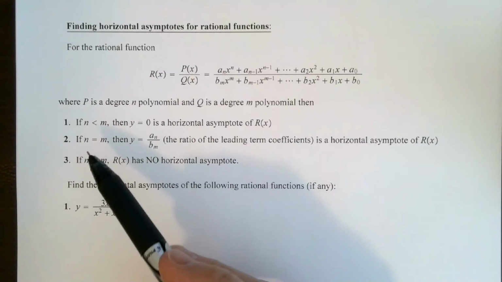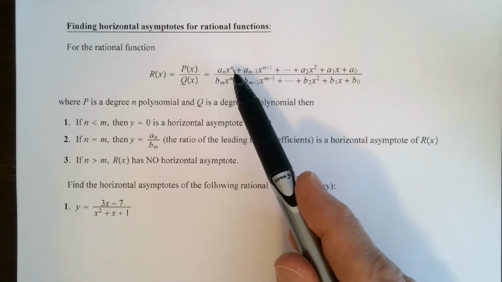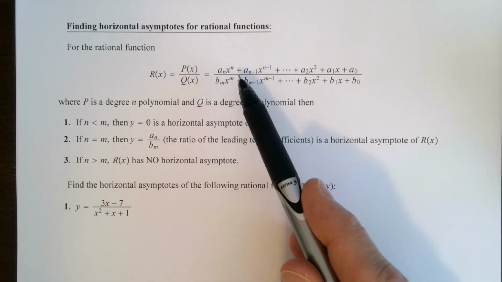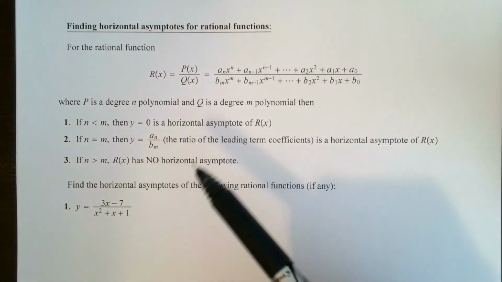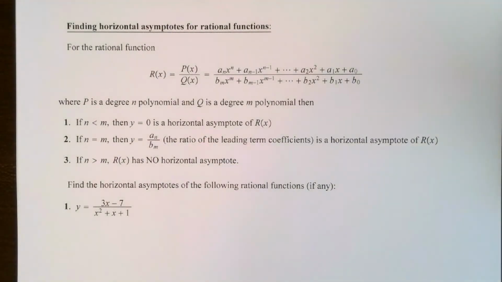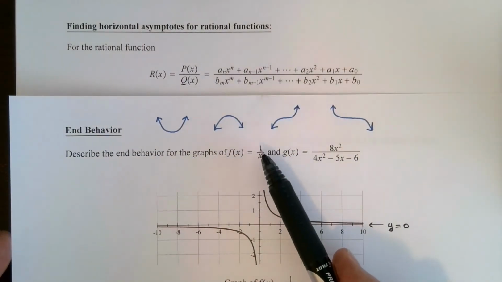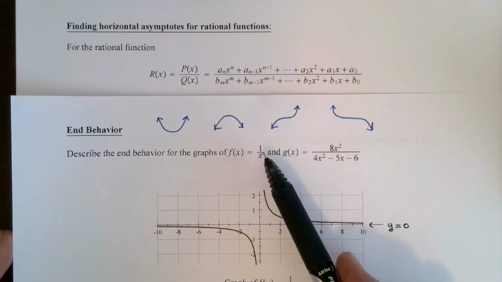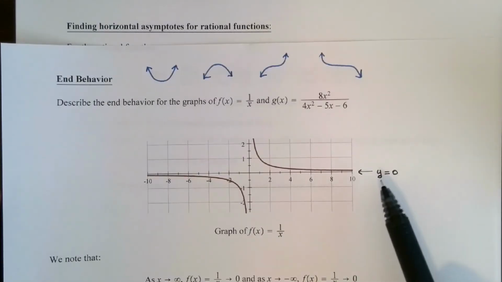Now, here's the way we can classify horizontal asymptotes. One of three possibilities. If n is less than m, what is n and what is m again? n is the degree of the numerator up top. m is the degree of the denominator down below. So if the degree of the top is less than the degree of the bottom, then y equals 0 is a horizontal asymptote. And that's exactly what happened, if you recall, with the example we saw with the function 1 over x. The degree of the top is 0, there's no x term at all. The degree of the bottom is 1, so the degree of the top is less than the bottom, and so that tells me that y equals 0 is a horizontal asymptote, as we said right here.